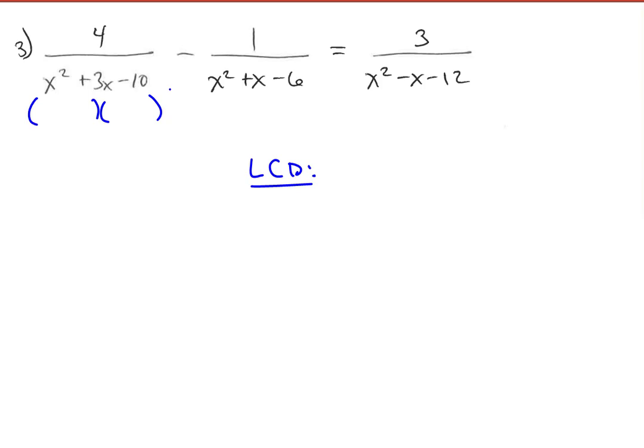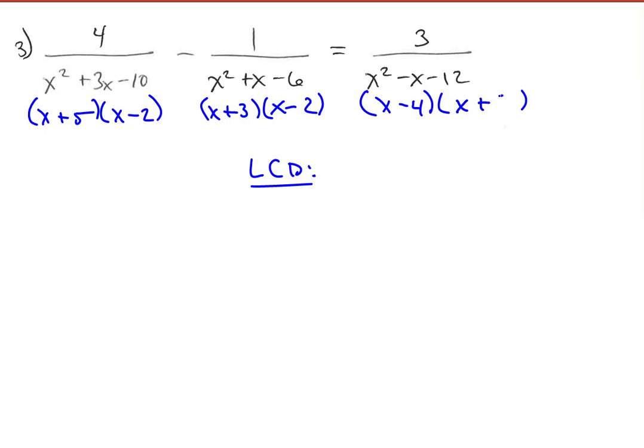The first one, the x squared plus 3x minus 10, would turn into an x plus 5 times an x minus 2. And so again, there are various methods for factoring. We've done all those and reviewed them recently, so you can go back and pick your favorite one to use to factor these trinomials. The second denominator would be factored into an x plus 3 and then an x minus 2. And then the last one on the right side would also be factored into an x minus 4 and then an x plus 3.